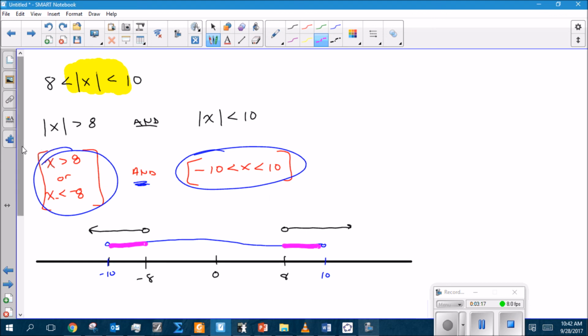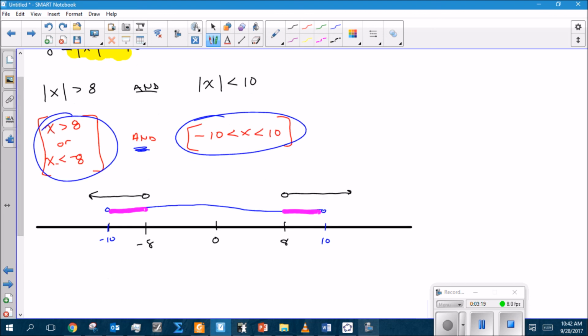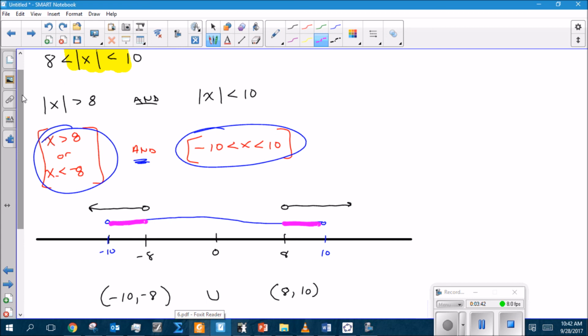So how do we write that in interval notation? Those purple values go from negative 10 to negative 8, and then over here 8 to 10, and we'll union those. Think about any number that you take out of that interval should be able to be plugged in right there and should satisfy that condition. Okay, if I plug in 9, 8 is less than 9, and 9 is less than 10. 9.5, 8 is less than 9.5, 9.5 is less than 10.